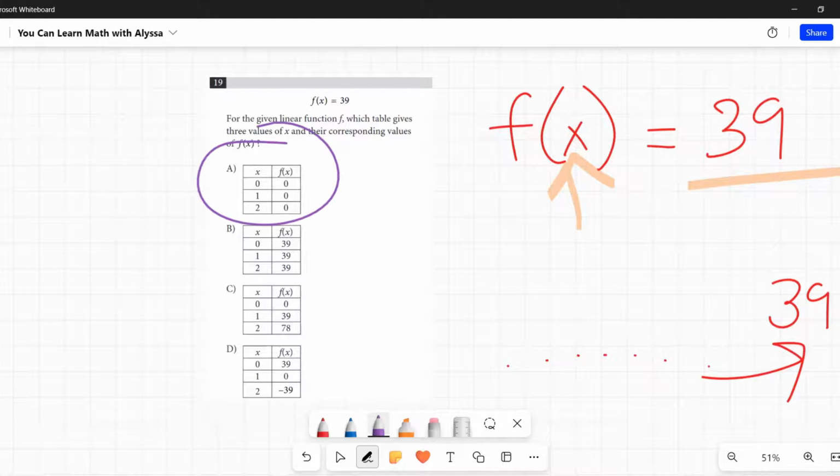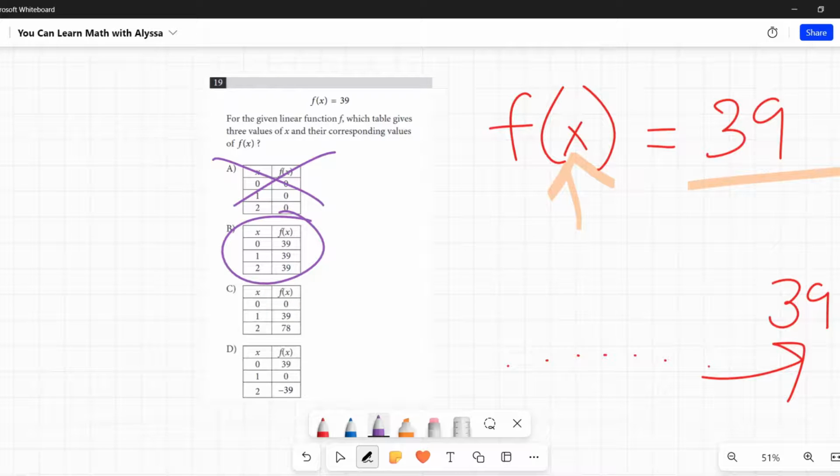This one says, whatever value of x I put in, I get 0. Nope. B says, whatever number for x I put in, I get 39. Ding, ding, ding. Let's look at C and D just to double check. C says, depending on what I put in for x, I get different values, multiples of 39. Nope. And same kind of thing here. I'm adding 39 or subtracting 39 each time. Nope. It's that straightforward, honestly.